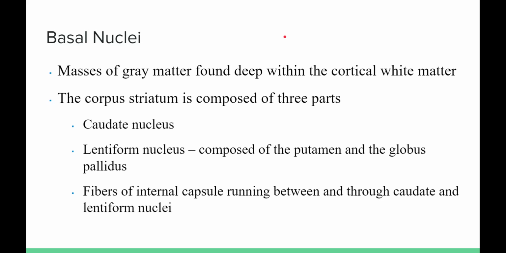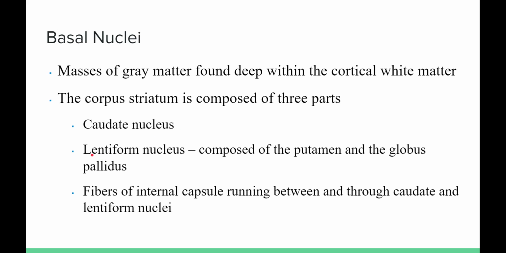All right. Then you have the basal nuclei. And those are masses of gray matter found deep within the cortical white matter. You got three parts that we're looking at. Again, these are not necessarily things you need to have memorized. I will be sure to emphasize when there's something extraordinarily important. But you have the caudate nucleus, and caudate means tail. So like nucleus, tail, the tail of the nucleus. All right.